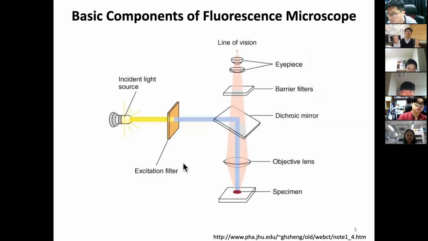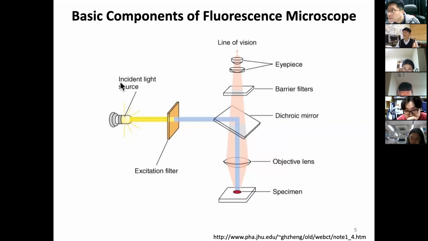All right, so now let's design a fluorescence microscope. How can you build a fluorescence microscope? In fact, it's not that difficult. You just need a microscope and somehow use filters to block out unnecessary light and to send only the light you want to shine onto the sample.